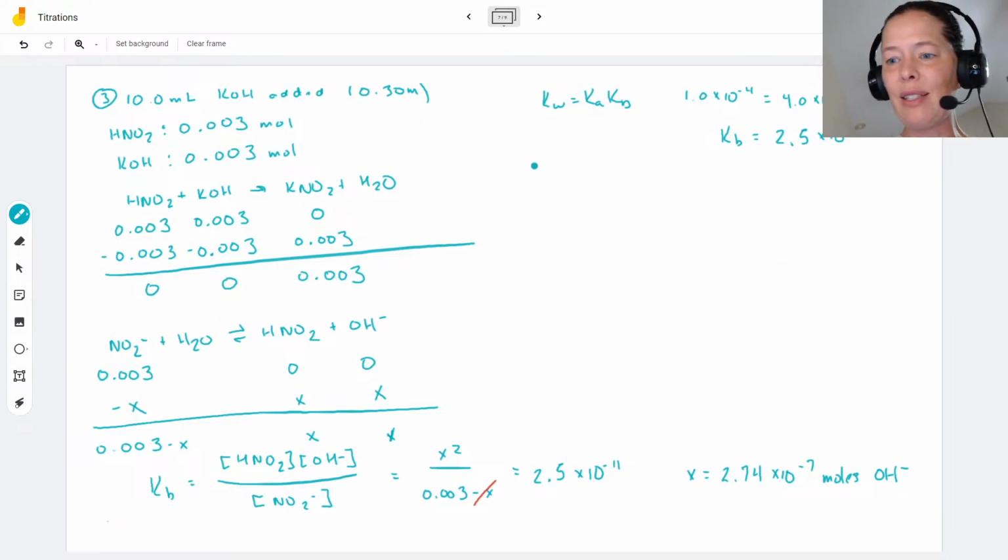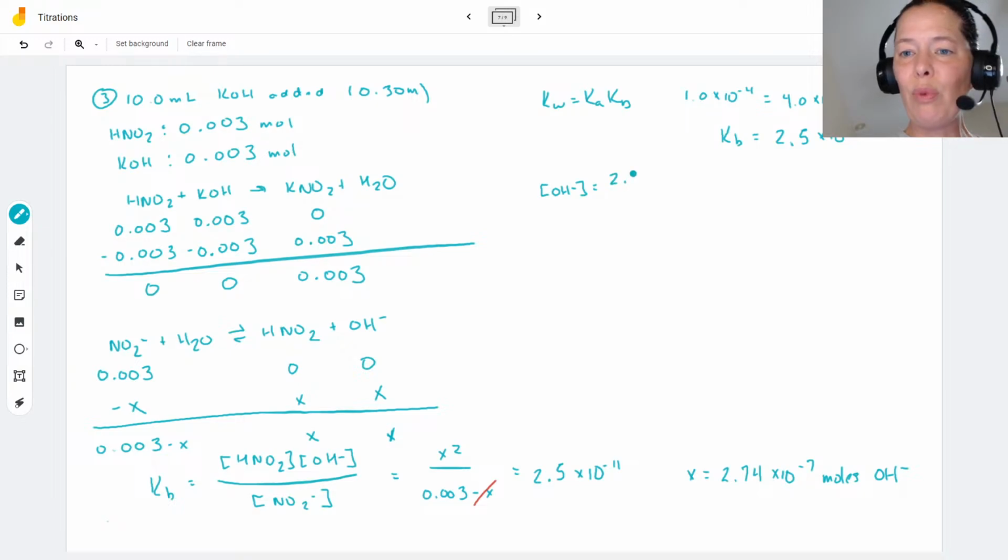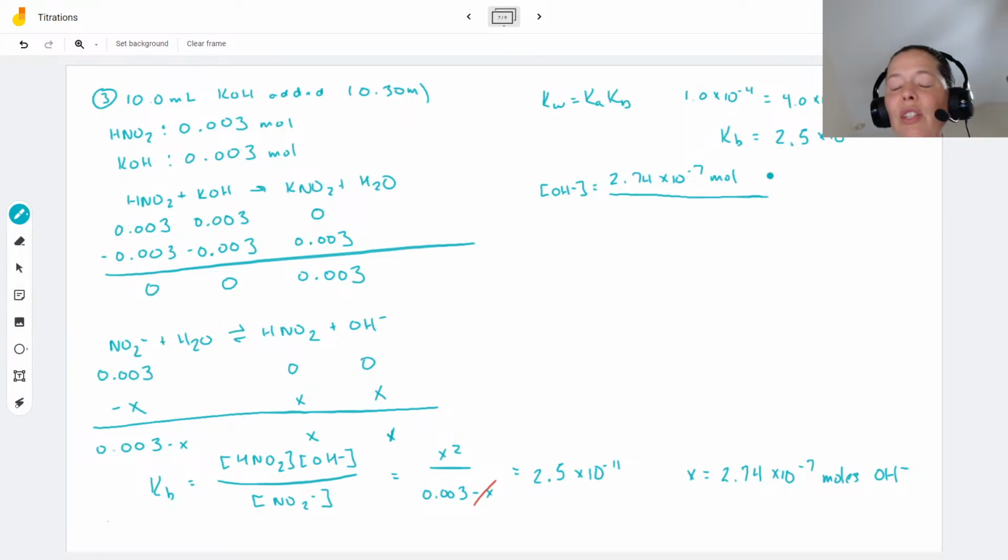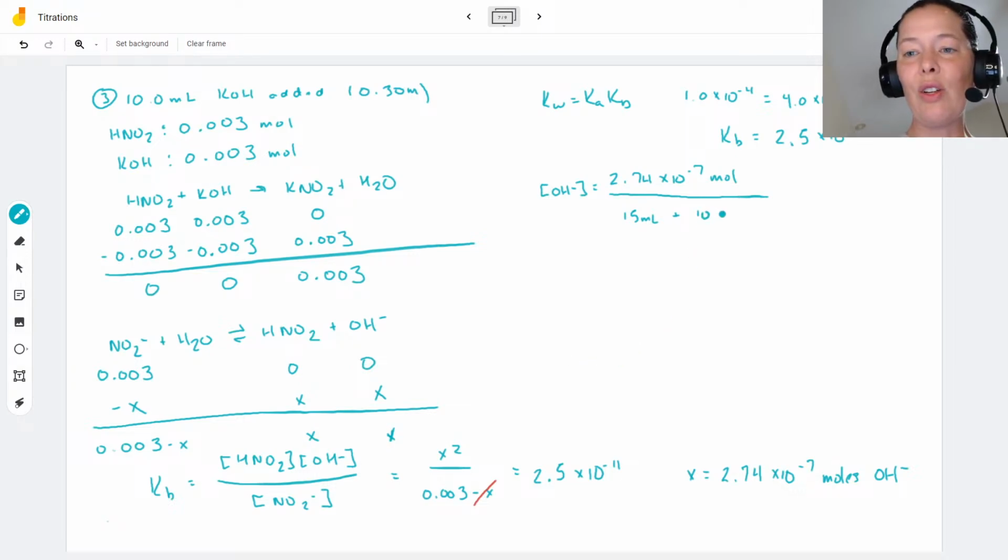So I'm going to make space up here. So here is hydroxide. I need concentration. I have 2.74 times 10 to the negative 7th moles, and I need to put this over my total volume. So remember you started with a 15 milliliter aliquot of your nitrous acid. I have added 10 milliliters of potassium hydroxide, so I have an additional 10 milliliters. So that is going to give me 25 milliliters.